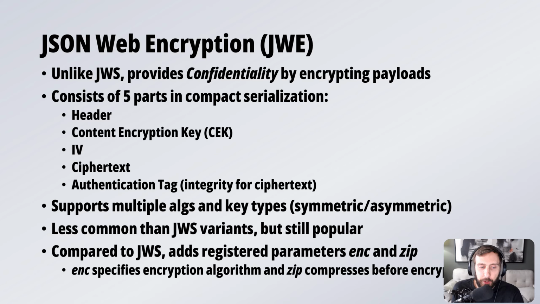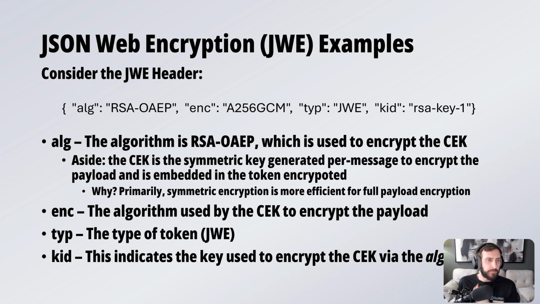Compared to JWS, there are also a couple of additional registered parameters for the header. There is the enc, which specifies the encryption algorithm, and there's also zip, which optionally can compress content before encrypting. Here's a very simple example. We specify an algorithm, and then we specify an enc, which is the encryption algorithm. So these are different, and this can be a little bit confusing.